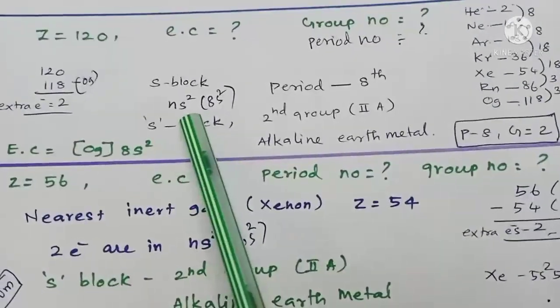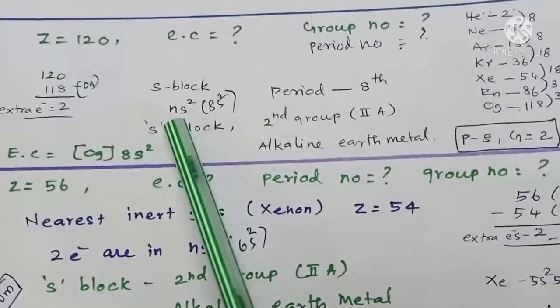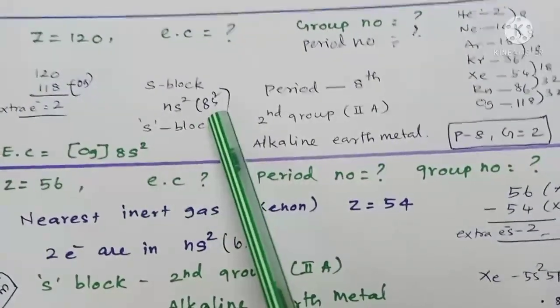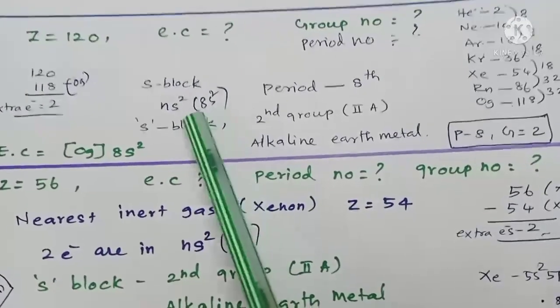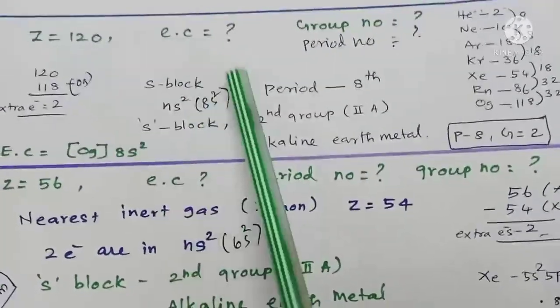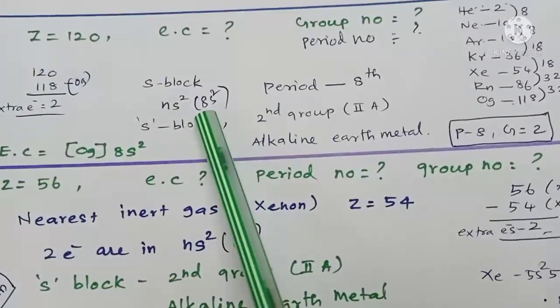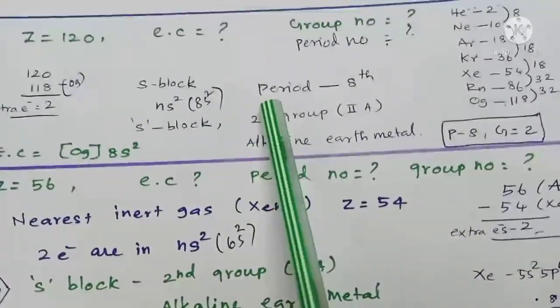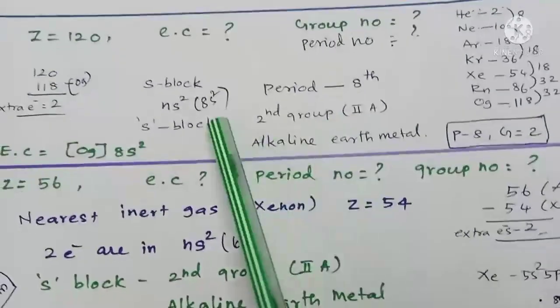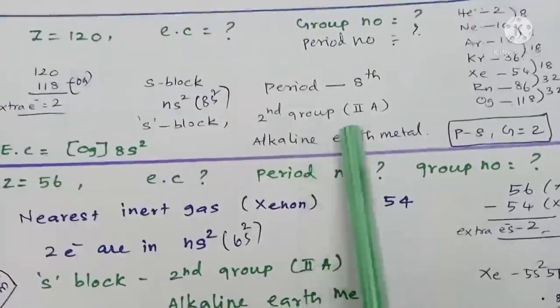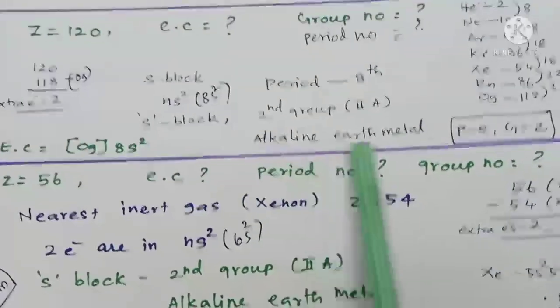So the 2 extra electrons are supposed to be in the s orbital, so this element may have ns2 configuration, isn't it? It's actually 8s2 configuration. So this element belongs to period number 8, as the highest principal quantum number is 8. Then s2 configuration, isn't it? So it belongs to group number 2. That is the second group, which is the alkaline earth metals.